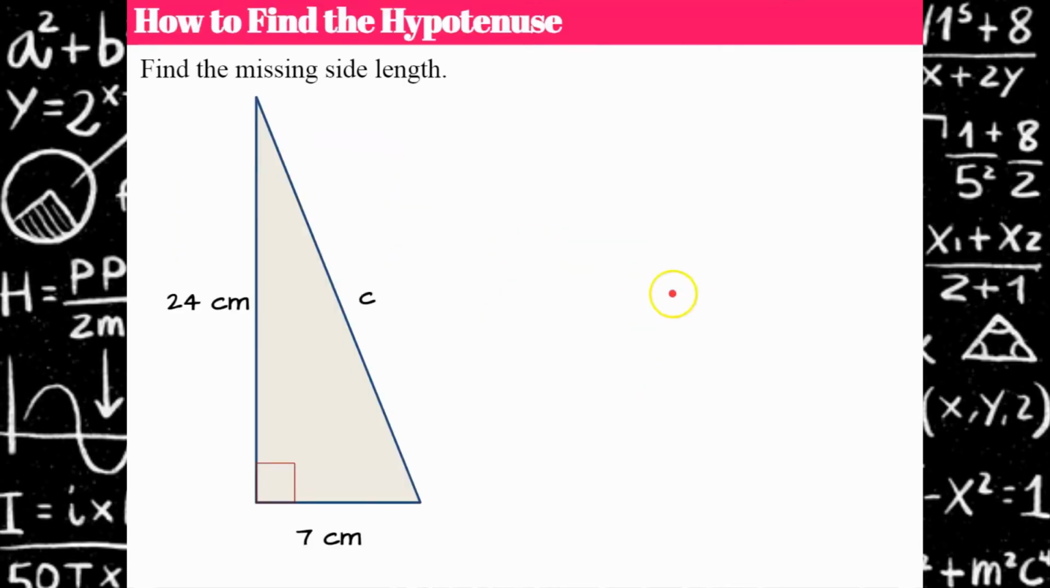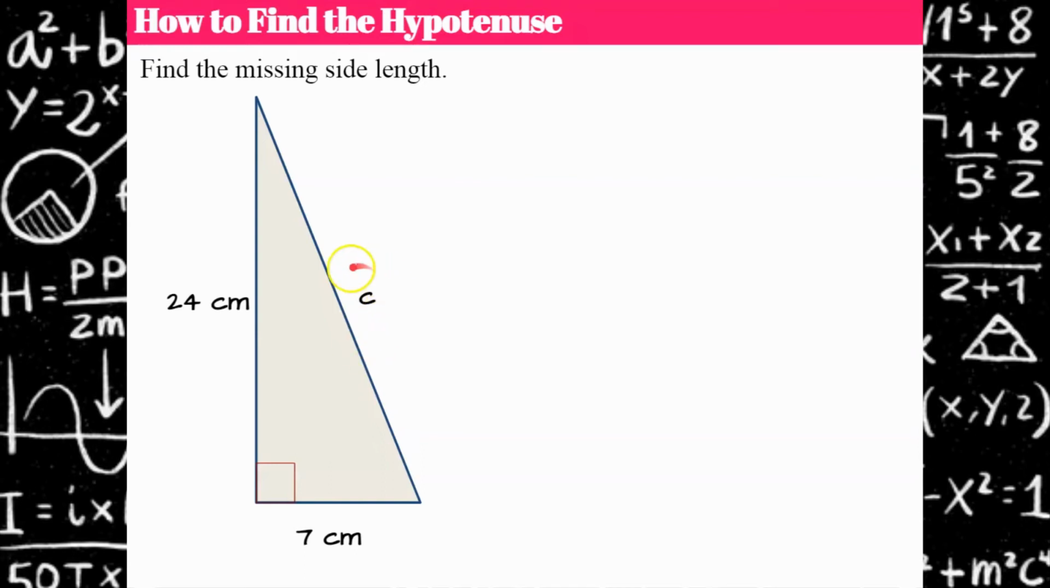Now I want to show you how to find a missing side. So in this right triangle, I noticed the right angle is marked. You always want to make sure that's marked, and identify that you have a right triangle, because that gives you permission to use the Pythagorean theorem because it only applies to a right triangle.